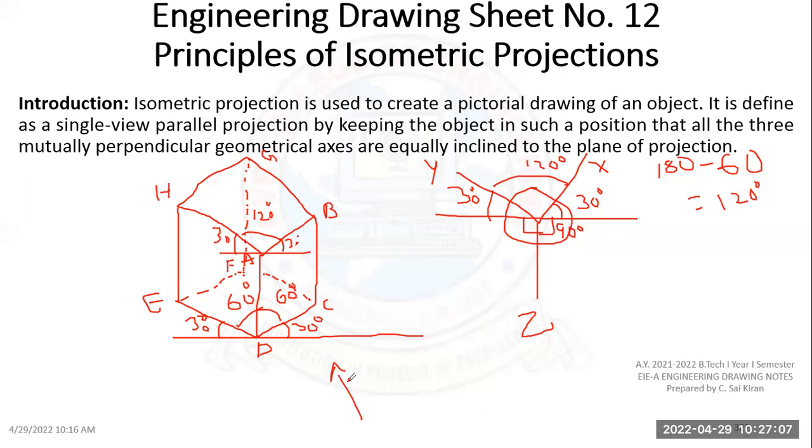So this is my x-axis. So here I can see my front view. This is my side view, and this is my top view. If I'm looking from the top, this will be my top view.